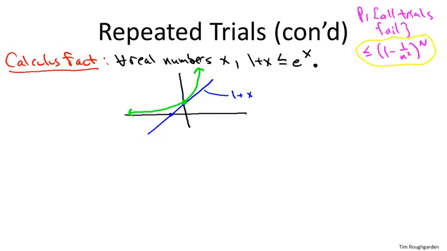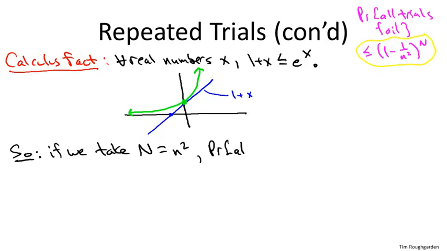What's the point? The point is this allows us to do some very simple calculations on our previous upper bound on the failure probability by working with exponentials instead of working with these ugly 1 minus whatever is raised to the whatever term. So let's combine our upper bound from the previous slide with the upper bound provided by the calculus fact. And to be concrete, let's substitute some particular number of capital N. So let's use little n squared trials, where little n is the number of vertices of the graph.